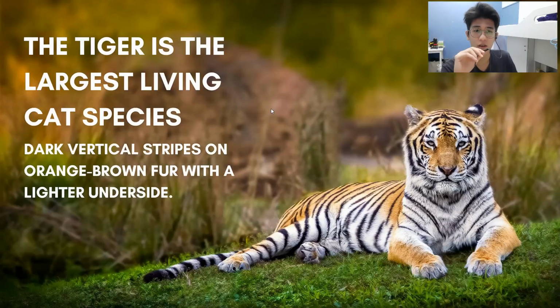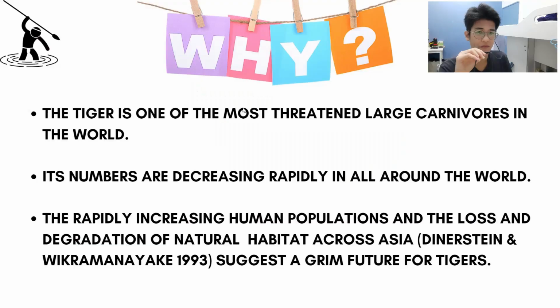Basically, everyone knows that the tiger is the largest living cat species. It has dark stripes, orange-brown fur with a light underside. The light underside is white. So from afar, we can see that the tiger is orange-brown with dark stripes and white underneath. So why did we choose this topic?